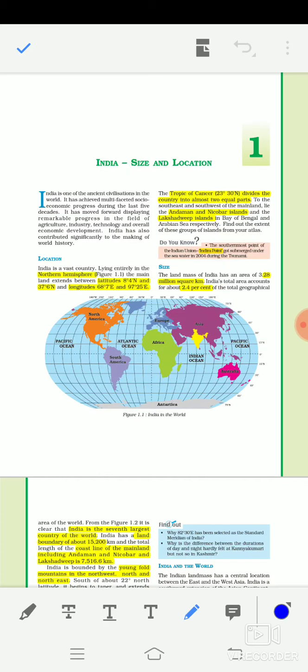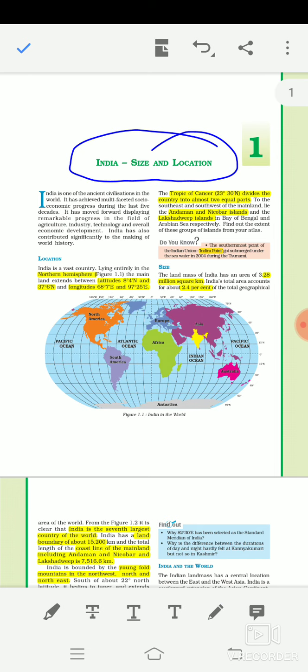Today we are going to start our first geography lesson. Its name is India, Size and Location. Its name is what? India, Size and Location. That we will start today.